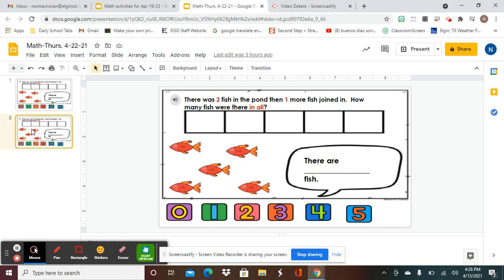This one says, this is the second problem, the second slide, or the second page. There was 2 fish in the pond, and then 1 more fish joined in. How many fish were there in all? So there was 2 fish first, so you're gonna move 2 fish, 1, 2 here, and then 1 more joined. You're gonna move those fishes up here, and then you're gonna count them all. The ones that are up here, not the ones down here. You're gonna count them all, and then choose a number and put it up here.